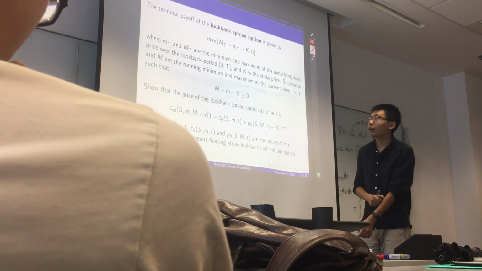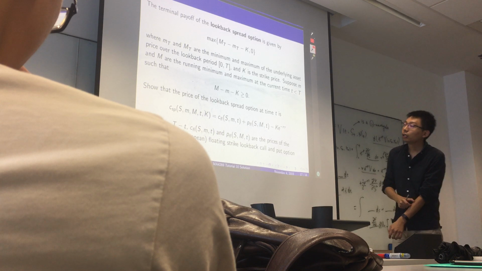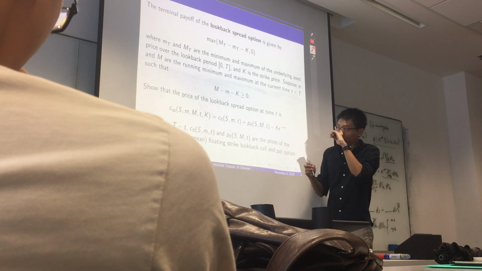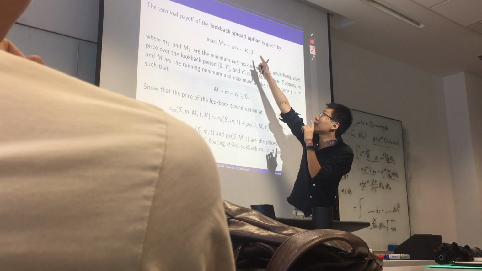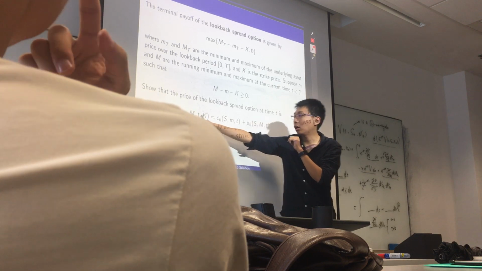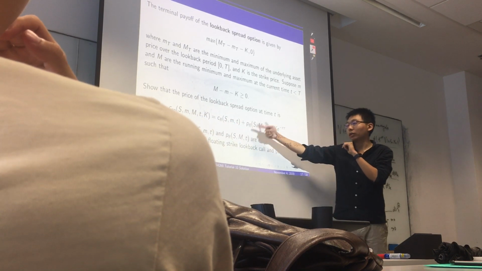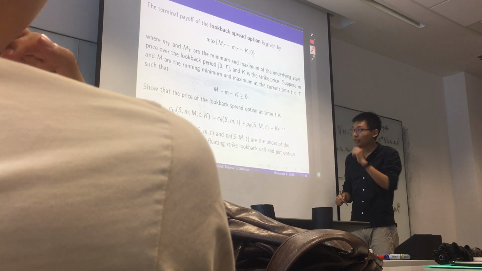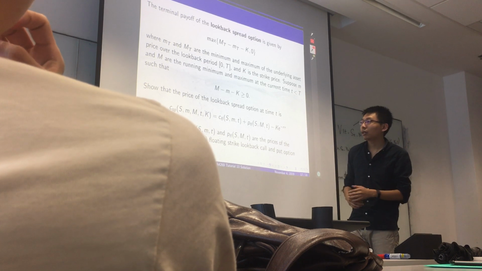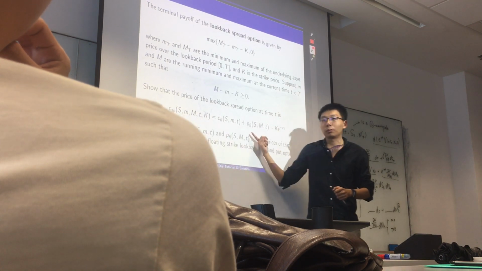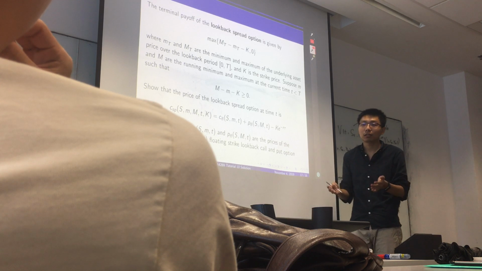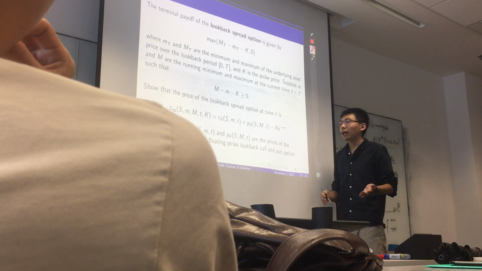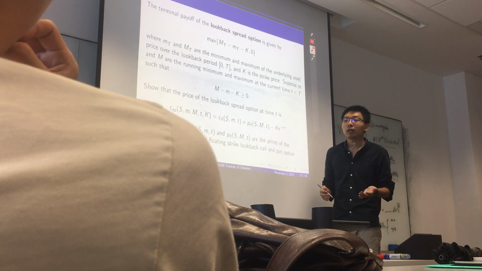Actually, question 4.4 is very similar. We are going to prove certain relations between option prices. This lookback spread call option price can be written as this call option plus this put option minus some cash. Our idea is very simple. This is our portfolio A, and this is our portfolio B. As long as these two portfolios give the same value at maturity, then at the current moment they should also have the same value.